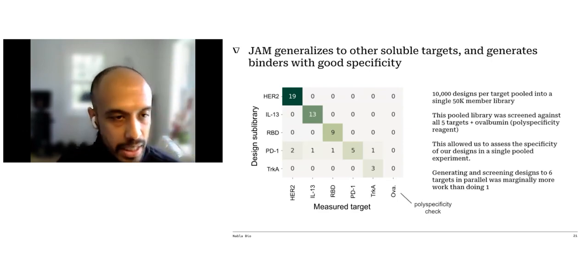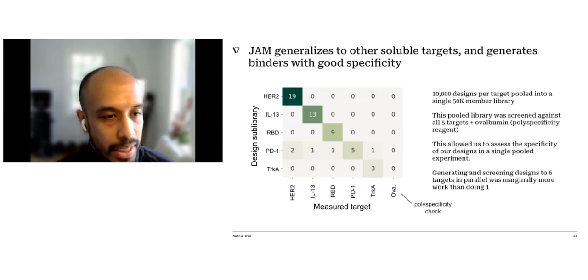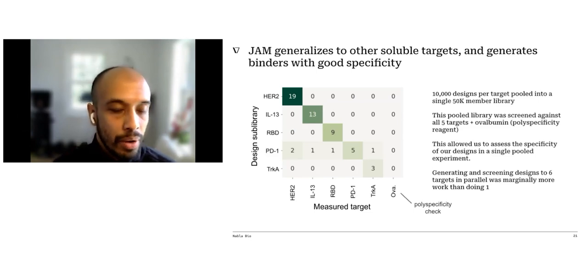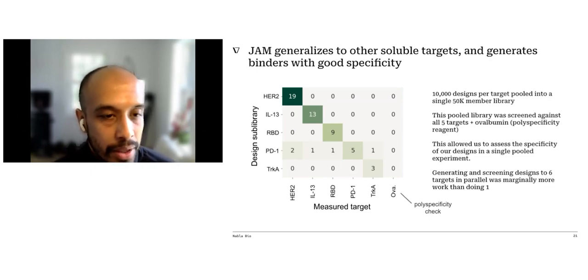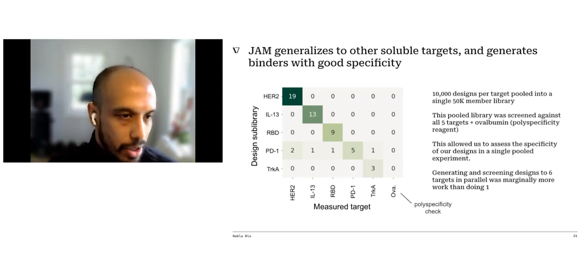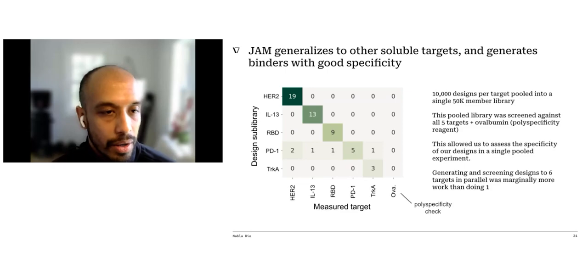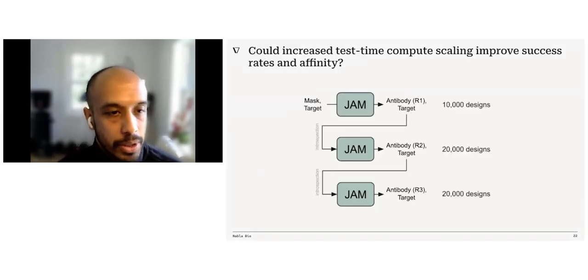So generally what we want to see is a nice diagonal on this plot, and that's more or less what we see. Interestingly, for the designs we made against PD-1, we did observe some off-target binding. Most of the PD-1 binders are actually binding PD-1, but we do have a couple that are binding off targets, indicating some low level of lack of specificity. But another encouraging data point here to point out is if we look at binding of this whole library to ovalbumin, we basically saw no binders to this polyspecificity reagent. So this was encouraging evidence that the designs that JAM is making are reasonably specific, though there are some exceptions.